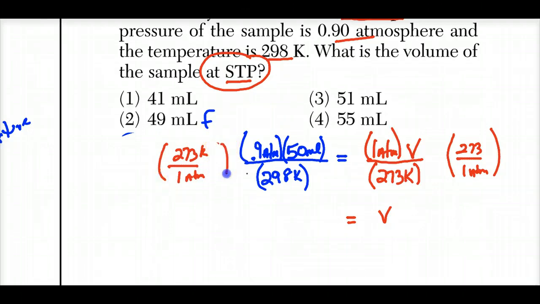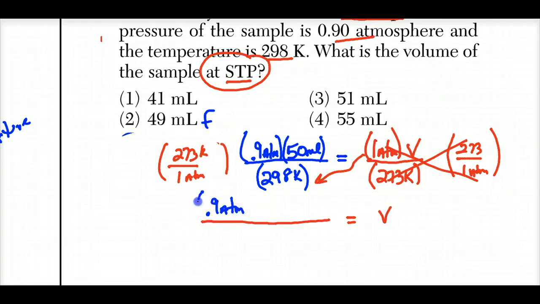And what's going to happen is these guys would cancel and we're left with V. Now, for those that have been doing this long enough, you know that another way to do this is put whatever's on top on the bottom, and what's on the bottom goes on top. It's the same thing. So what you're left with, either way, is 0.9 atmospheres. That's from the current scenario, 50 milliliters.